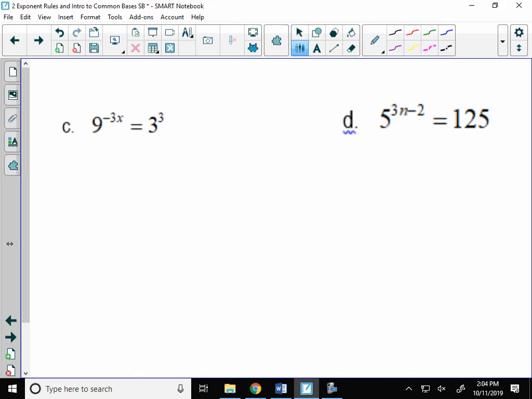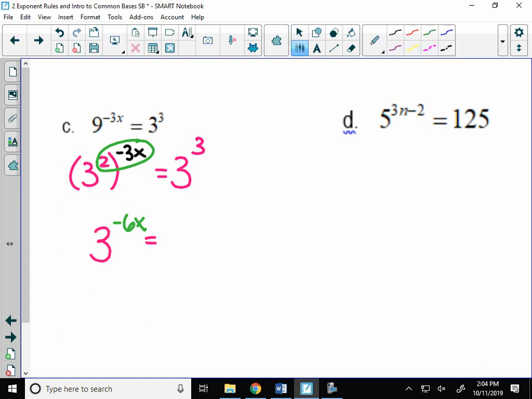So I'm going to rewrite this 9 as 3 squared. Its exponent stays the same. That hasn't changed. And I have a base over here of 3. The 3 to the cubed is the same. I have the same base, and I have to remember my exponent rules: if I have a power to a power, I'm multiplying those together. So now I have 3 to the negative 6x equals 3 to the third.